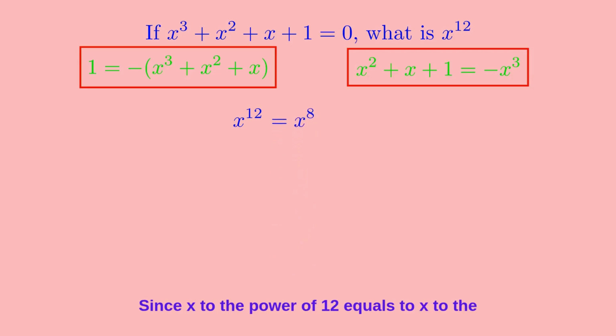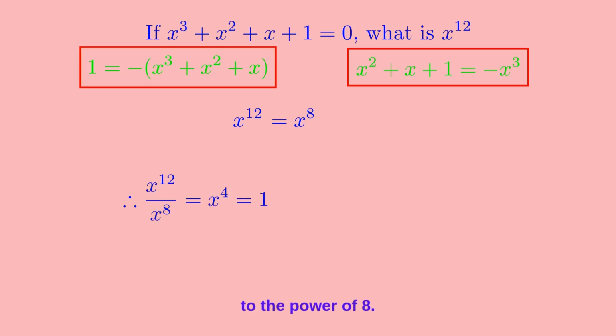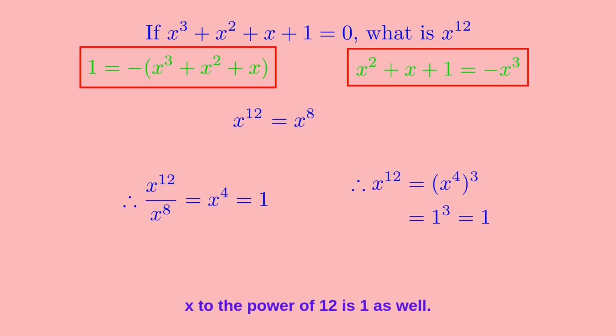Since s to the power of 12 equals s to the power of 8, we divide both sides by s to the power of 8, and we see that s to the power of 4 is 1. Therefore, s to the power of 12 is 1 as well, since s to the power of 12 is just the cube of s to the power of 4. And these are all three solutions to this question.